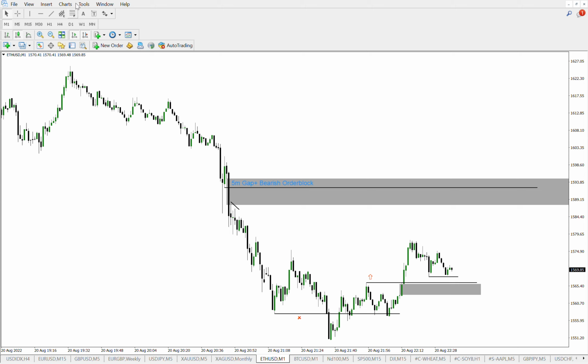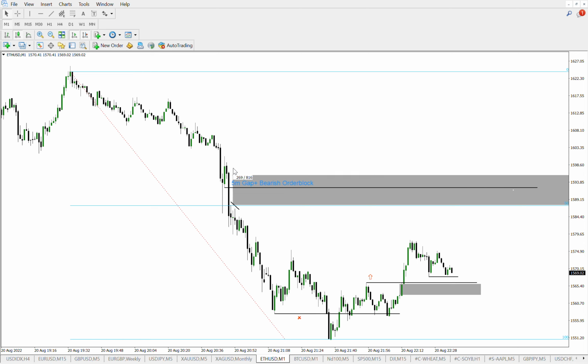So if we were to take the current range high to low with the fib, we have equilibrium right here. And what do we have above that? We have a 5-minute gap. This is a 1-minute chart, but if you were to go to the 5-minute, the gap looks like this. But I've refined it to that. You have the ICT bearish order block in here. So this is the objective that I'm looking for.